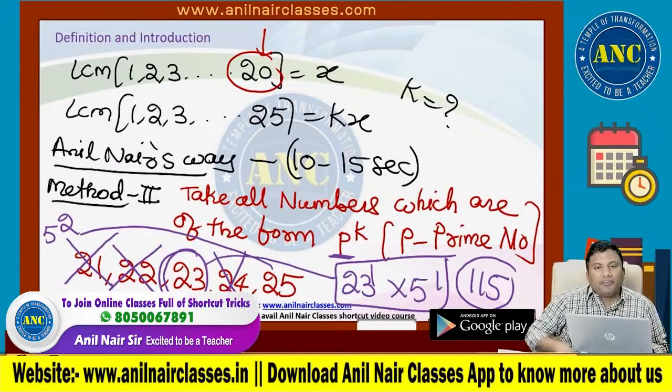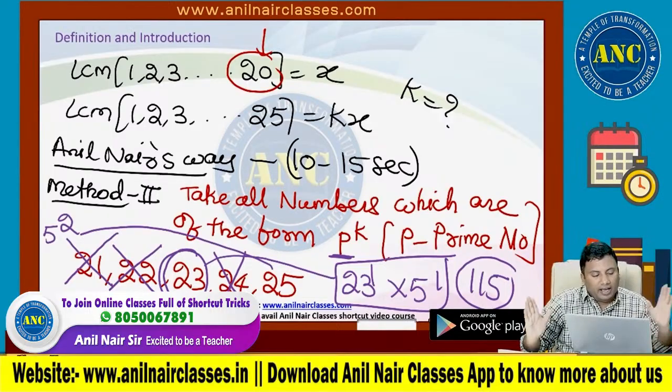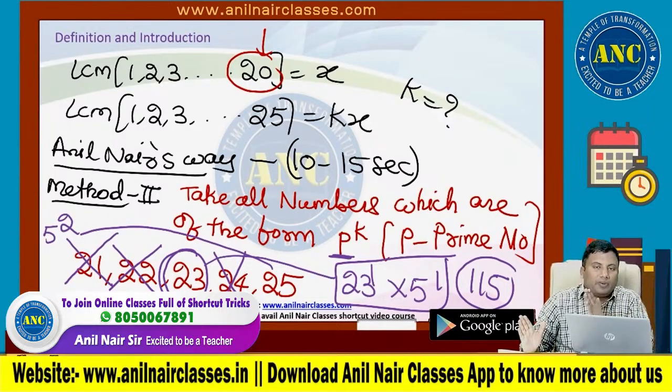Again I am explaining. Till 20 it is given, but we need to find out till 25. Till 20 it is given in the question. I want till 25. Write all the numbers after 20 in sequential order.